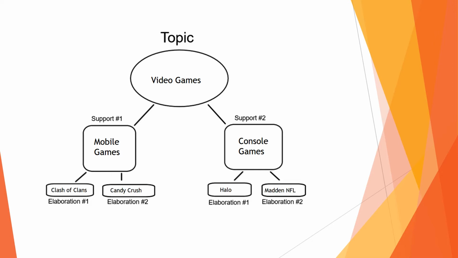Now that we can look at the graphic organizer as a whole, it's important to notice how the specificity of each topic changes as we go down the organizer. We start very general with video games and get slightly more specific when we divide it into the two support sentences of mobile games and console games. However, both supports still support my claim. Then, from each support, we get 2 even more specific examples in our elaborations. It's important to note that even as we go down the graphic organizer and get more and more specific, every box on the organizer helps support my claim that video games are a fun way to spend your time.